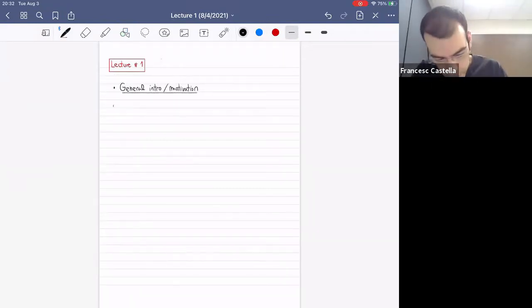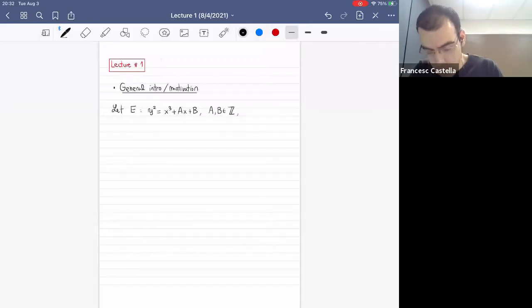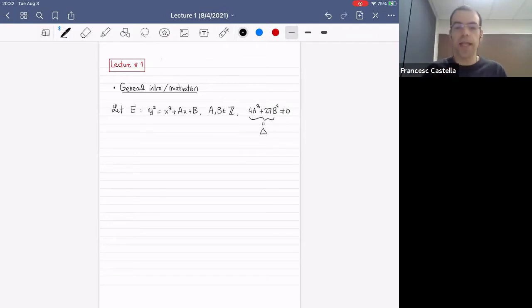Okay, so we're going to start off with an elliptic curve over the rationals, as we saw in Anupam's lecture series, for example. Then we have this discriminant, which is going to be a non-zero integer, which I'll denote by delta.